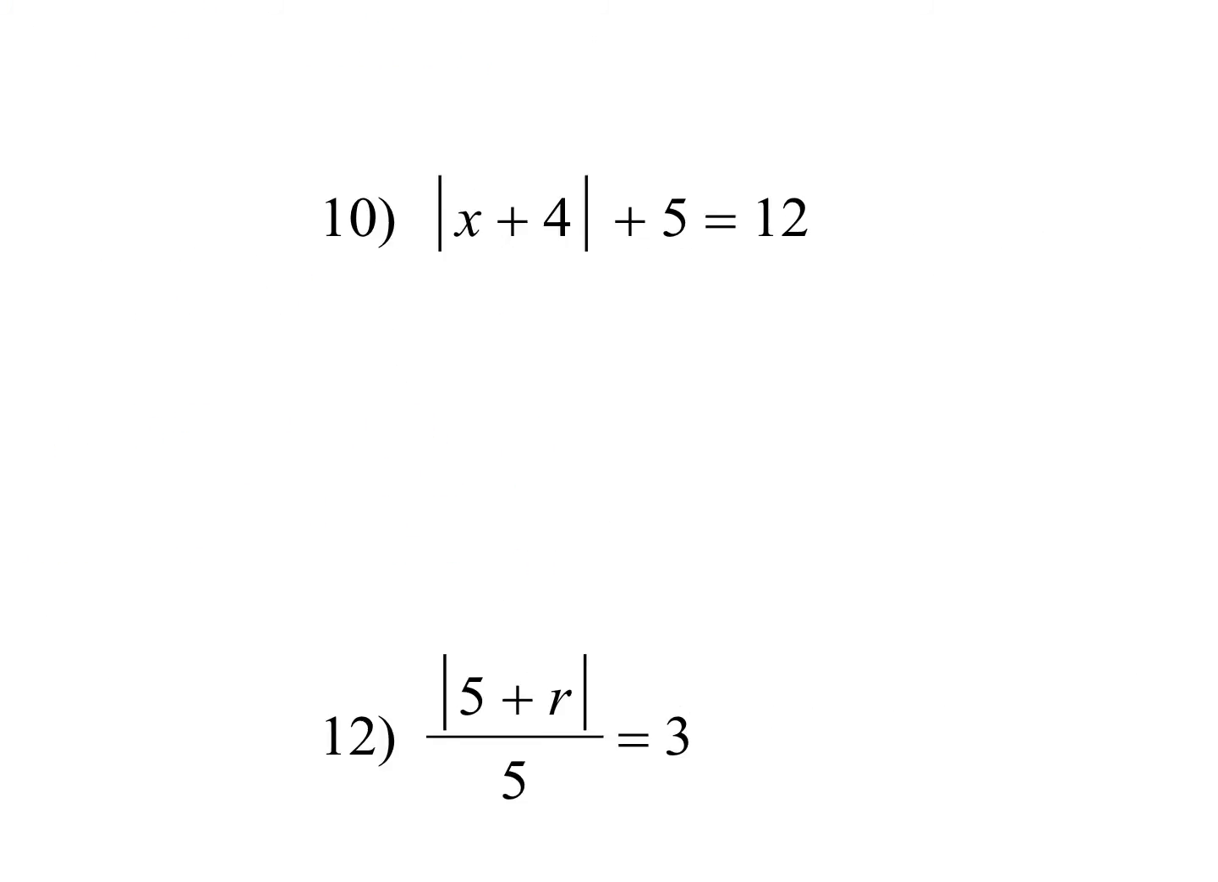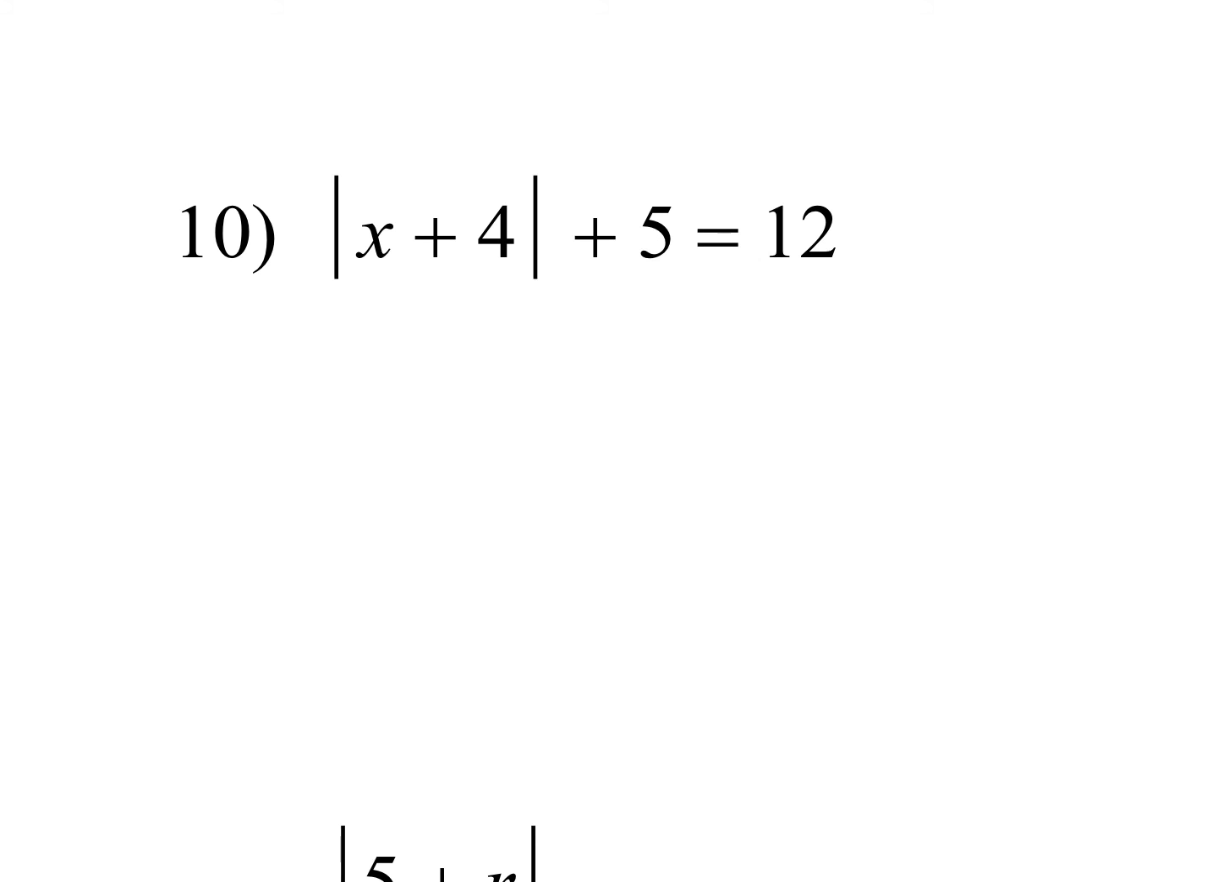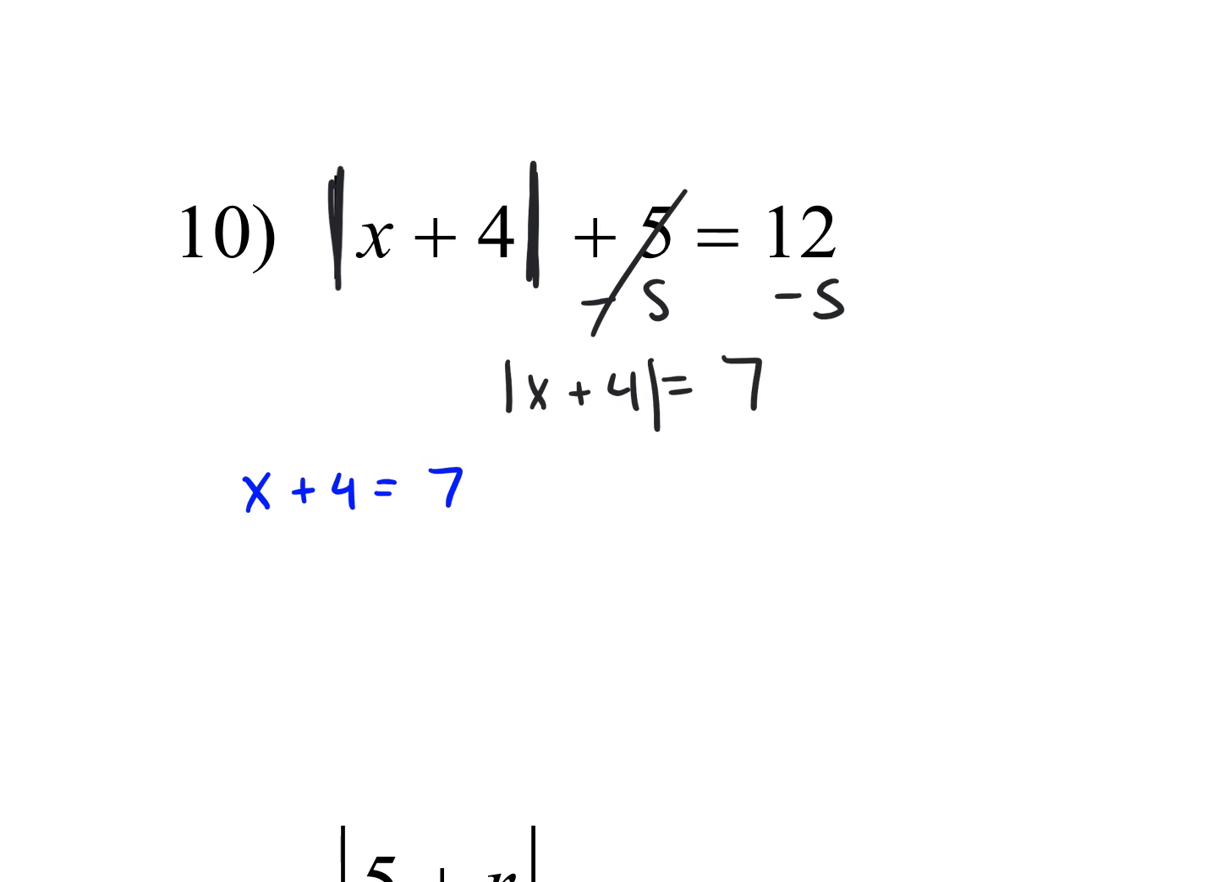All right, let's look at 10. What should I do first to solve? Awesome, I want to get my absolute value all by itself, so I'm going to subtract 5. So the absolute value of x plus 4 is equal to, what's 12 minus 5? 7. How do I get rid of those absolute values? Make the two equations. So x plus 4 is equal to 7. X plus 4 is equal to negative 7. So we split it into two equations.